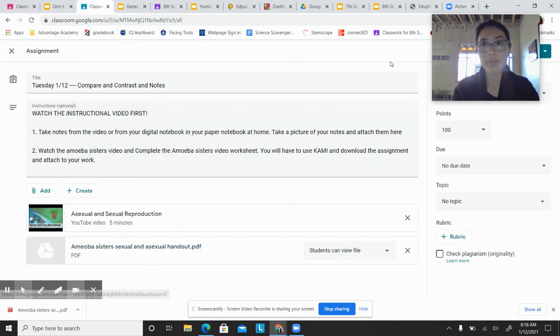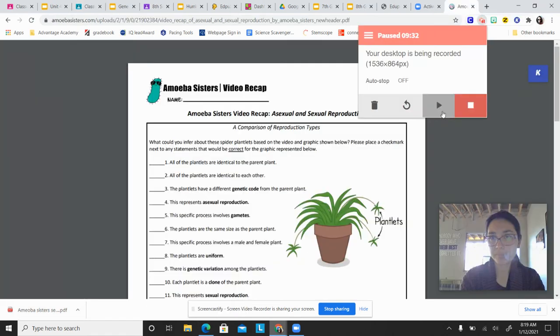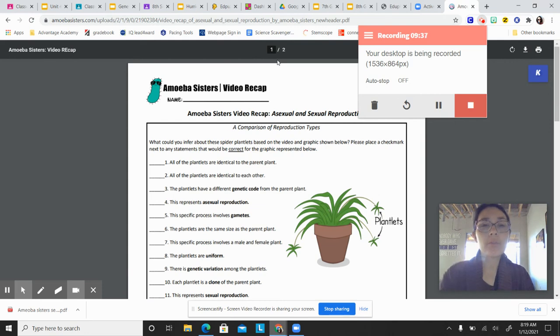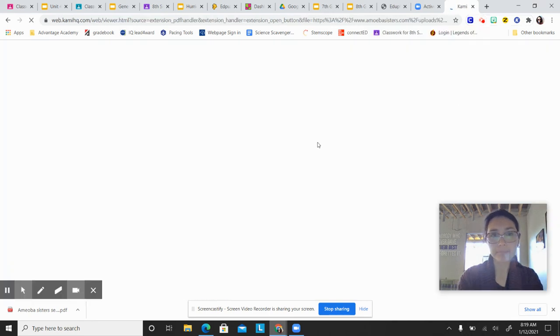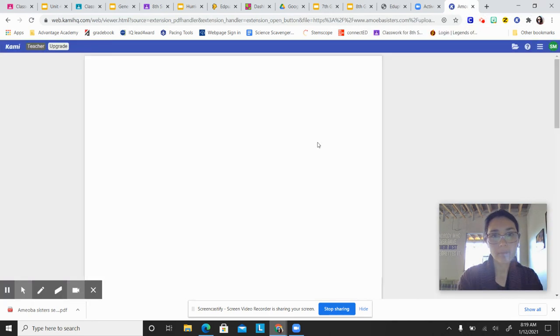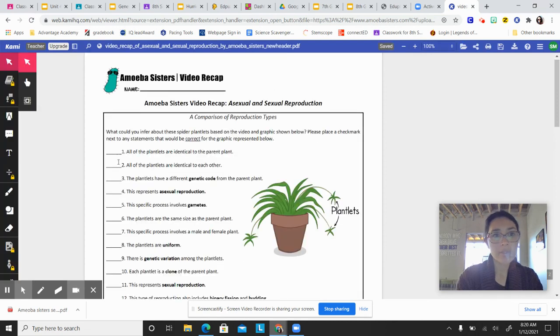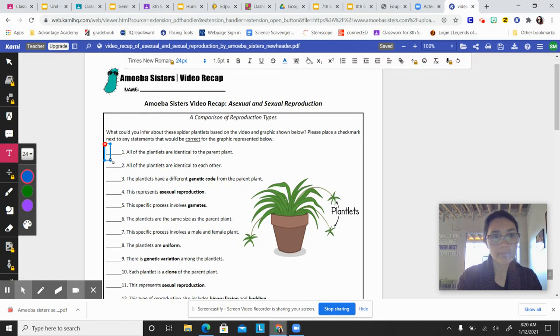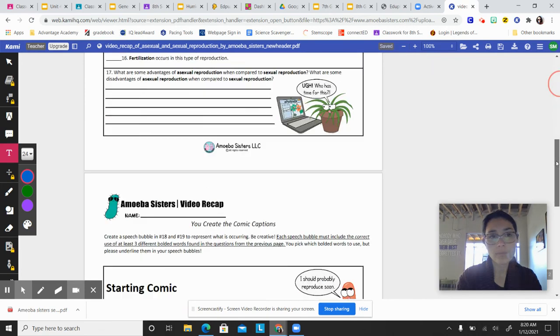So I'm going to show you how to do that real quick. Okay, so this is your worksheet. You have to open it in Kami. Usually you have an "Open with" here. Mine has this right here, so I'm going to open it with Kami. It'll bring up the worksheet. You're going to put your answers here with the text box. It says put a check mark, but you can just put an X for those that are true about this picture.